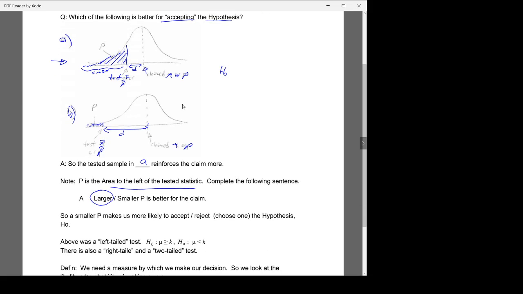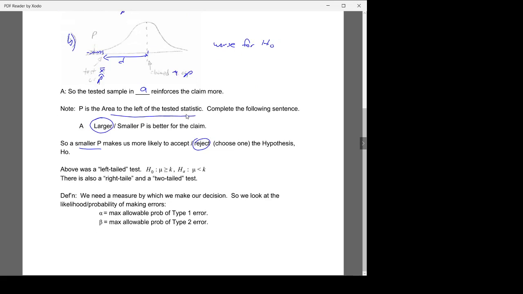And that means if a larger P is better for the claim, then a smaller P makes us more likely to reject the hypothesis, right? Because it's worse. So it's worse for the hypothesis. We said this one's worse for the hypothesis, and this one was better for the hypothesis.